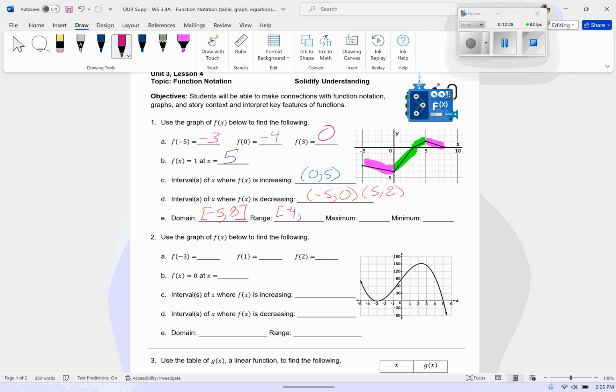What is my highest y value? 1, very good. All right, what is my maximum value? Remember, that's a y value. What's my maximum y value then? 1. And what is my minimum y value? -4. So that's how we did that first problem. So see if you can figure out that second problem. I'll give you 3 minutes to give it a shot.